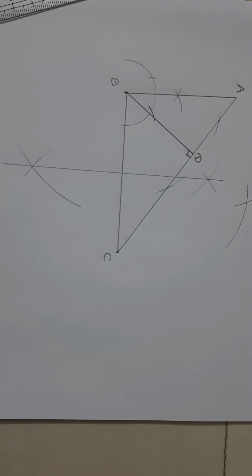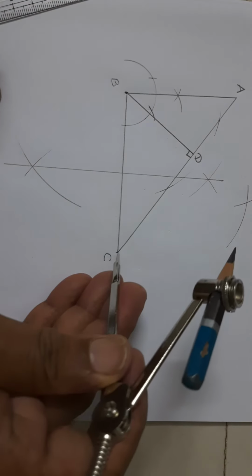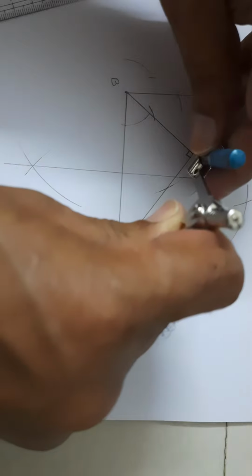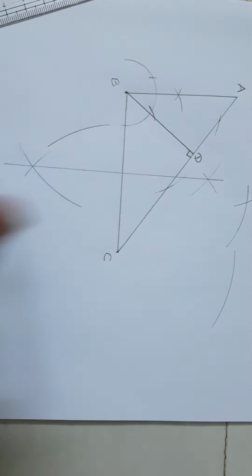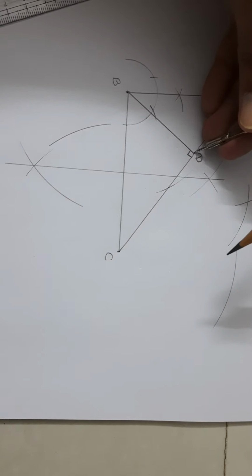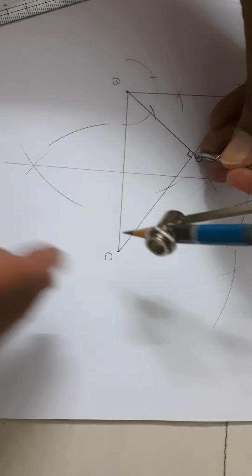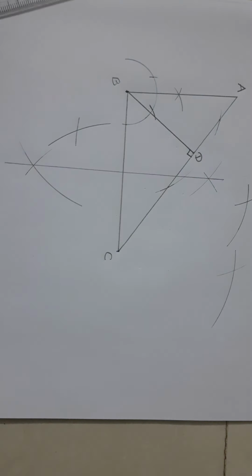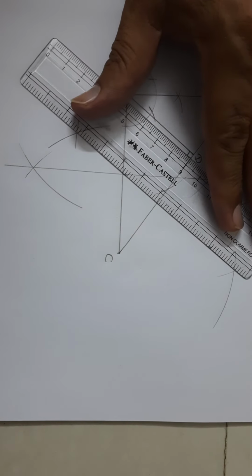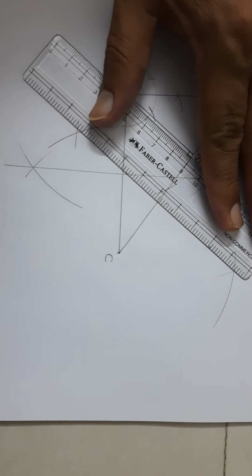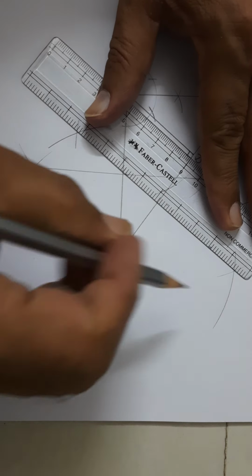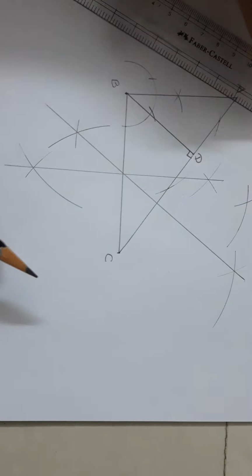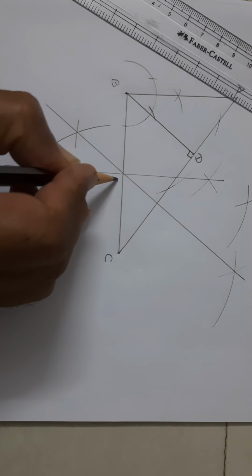Now I draw the perpendicular bisector of either CD or BD. It is up to you. Let's take this BD. So one arc I make on this side, one arc on this side. Similarly from D, one arc there, one arc here. So let's join this. This point we call O.